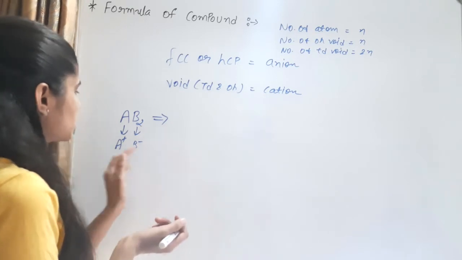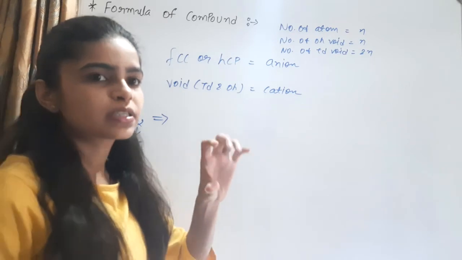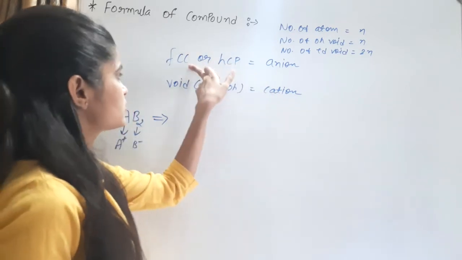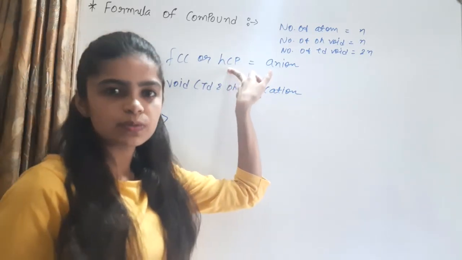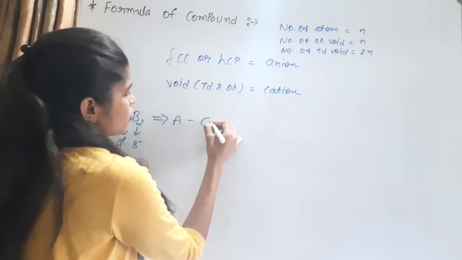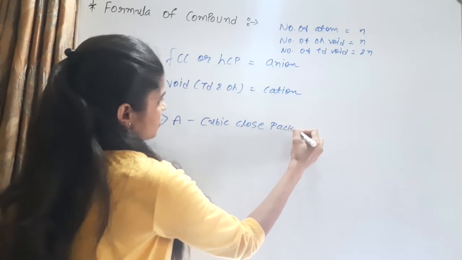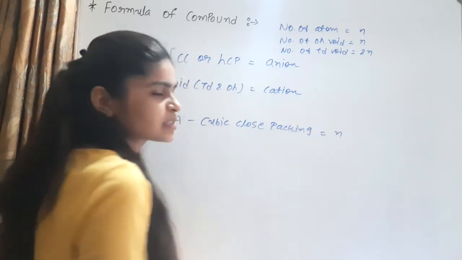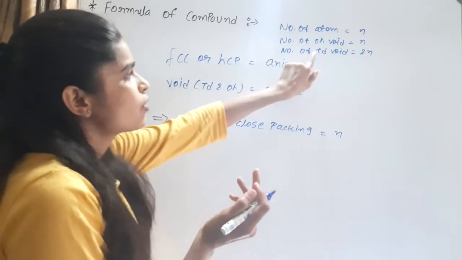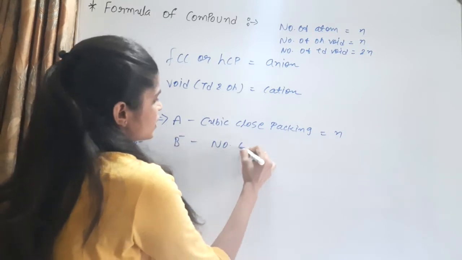Now AB2, with A plus and B minus. But in the alternative, B minus size is smaller than the A plus. When the size is smaller, it occupies voids, and when the size is larger, it occupies the FCC or HCP cubic close pack. So A adopts the cubic close packing structure, and the number of atoms is equal to n. And B minus occupies tetrahedral voids, so the number of tetrahedral voids is equal to 2n.